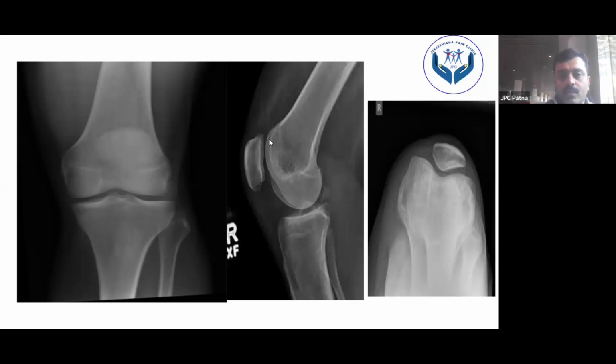Now, this is the lateral view. Why is the lateral view important? The lateral view is important for a few things.